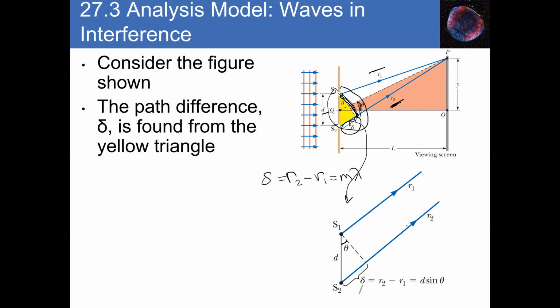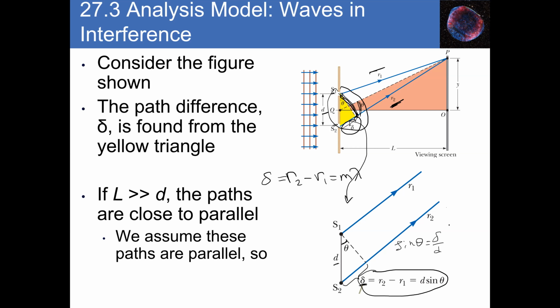Then I can say R2 minus R1, which is delta, is also equal to D sine theta. Because this delta here is the opposite side of this triangle, and D is the hypotenuse. If you remember, sine of theta is opposite over hypotenuse, so delta over D. That means delta equals D sine theta. So this is the path length difference, delta.